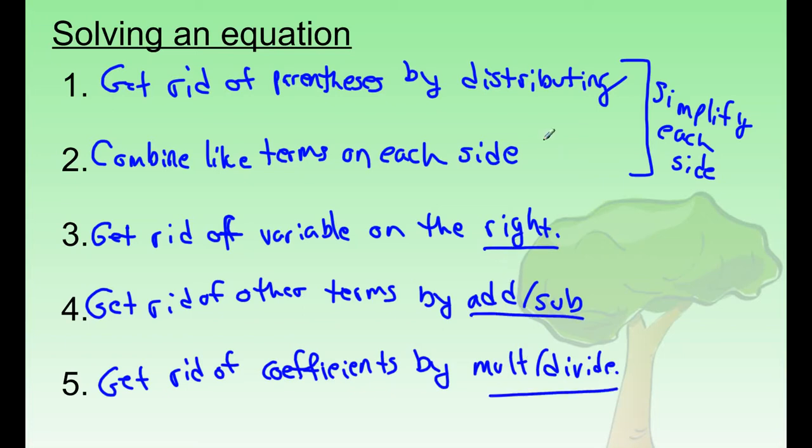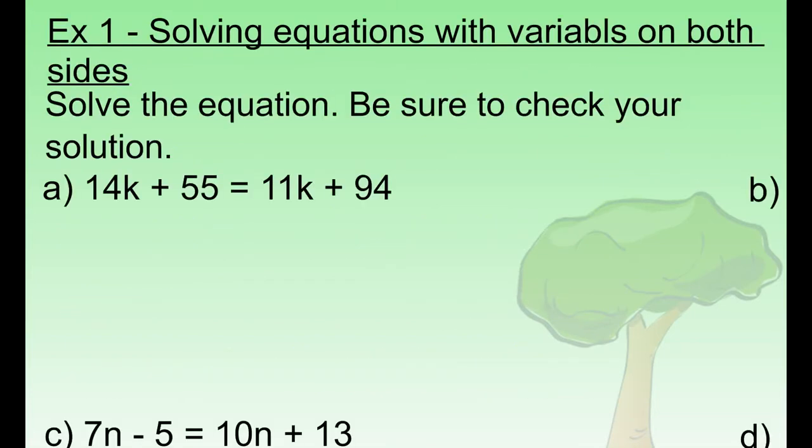Add, subtract, multiply, divide, distribute, and combine like terms. Those are kind of your keywords. So you distribute, combine like terms, get rid of the variable on the right, add and subtract, multiply, and divide. Here we go. So, solving equations with variables on both sides.